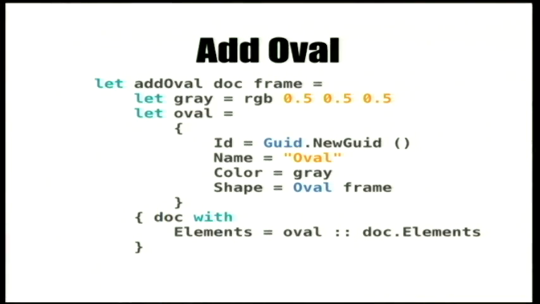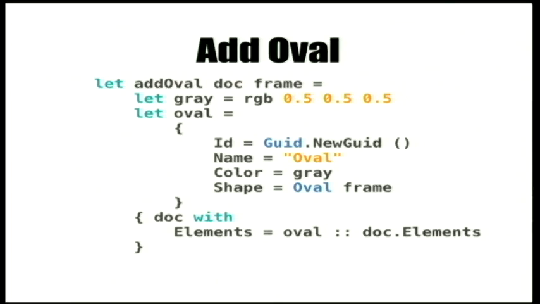This is an add oval function. You can see it at the top. It takes two parameters, document and frame. The document is my root document object, that's all. This could have been a member function, but that's lame. And then it takes a parameter frame. So first line of code, boring. I'm just creating a color. Let gray equal some color.